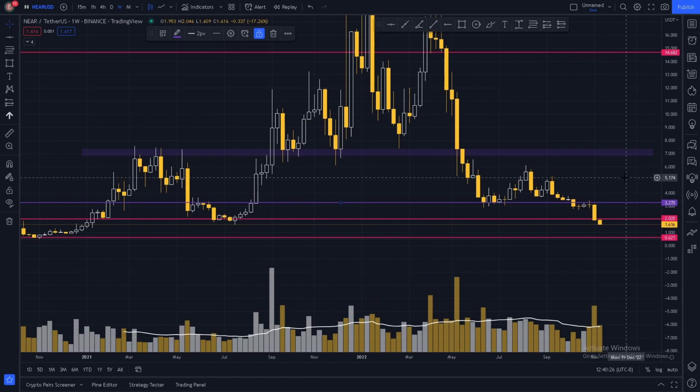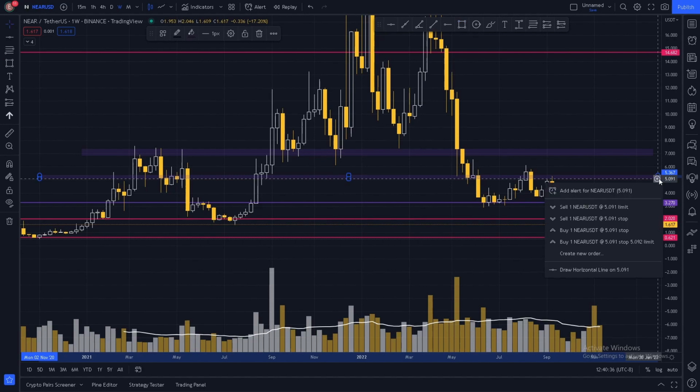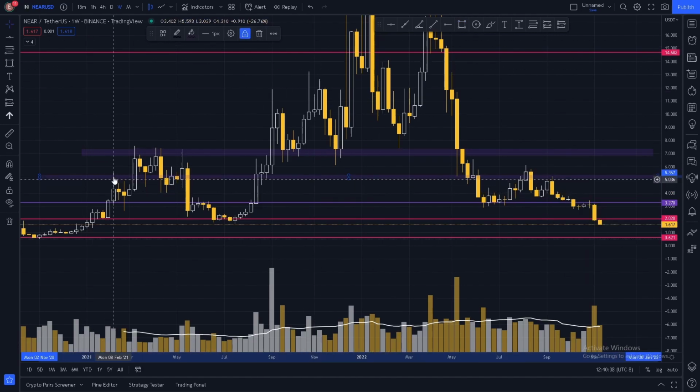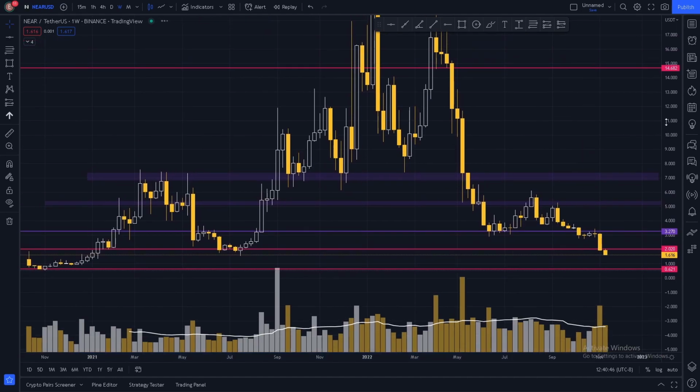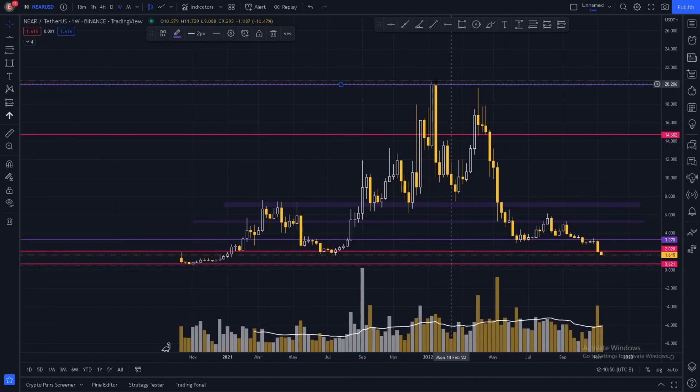Now, what about this level right here? We can see multiple reactions to the level. See reactions as resistance and support over here, and we see reactions as support and resistance. Now, we can also plot in our weekly swing high here.